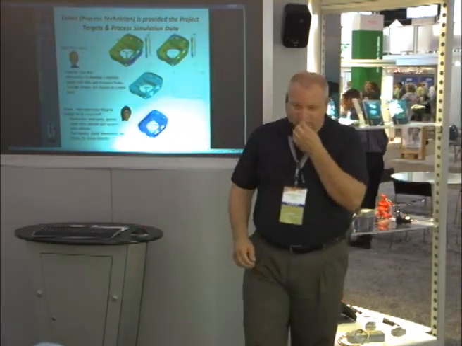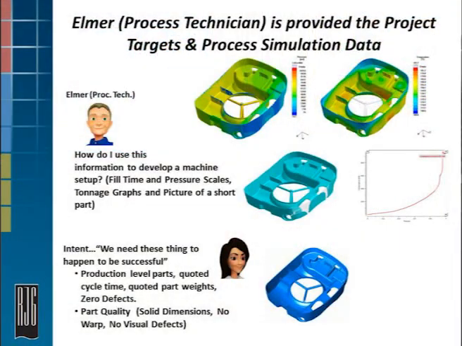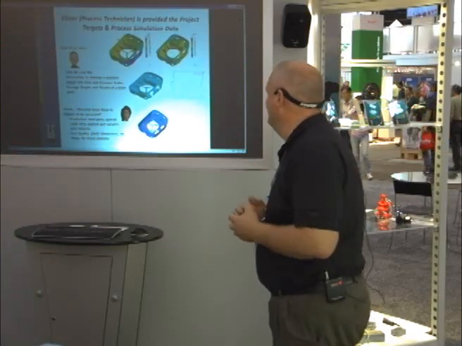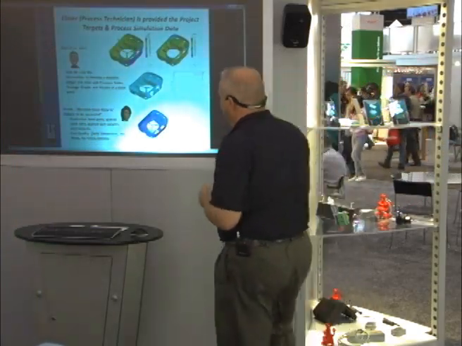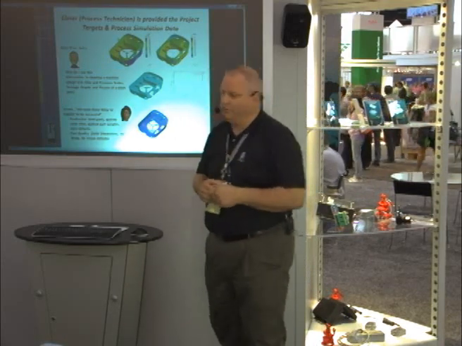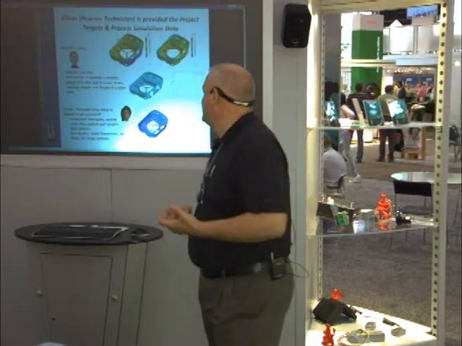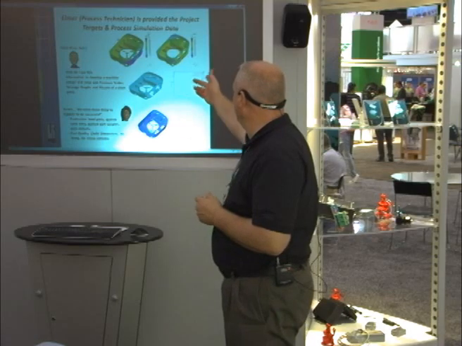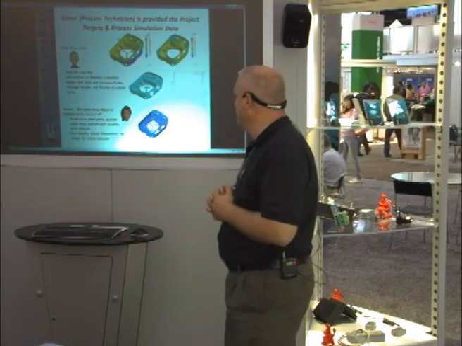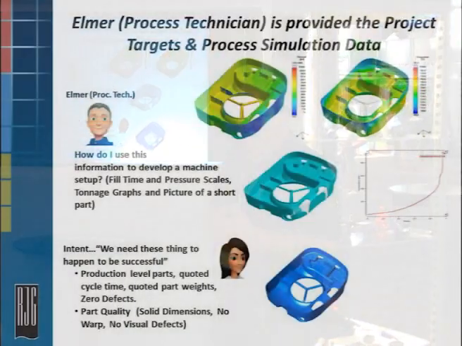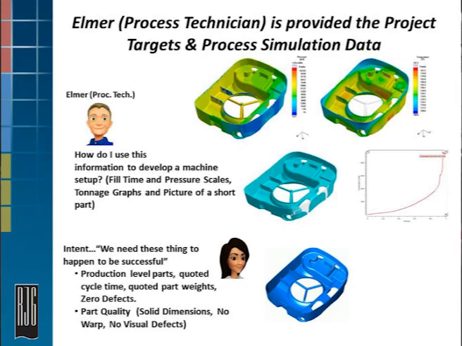The challenge is we have a technician on the floor, and this happens many times, is that the technician has this data, but they really don't know how to use it. As it says, how do I use this information to develop a machine setup? I've got some fill time data, some pressure scales, tonnage graphs, short shot pictures, and what do I ultimately want to gain out of this?